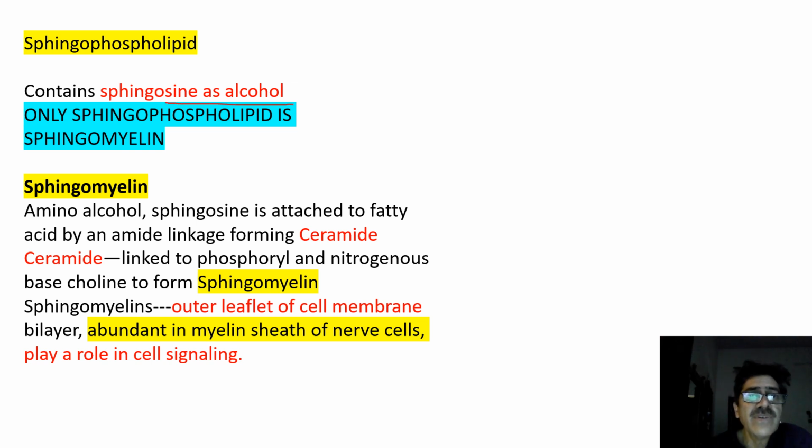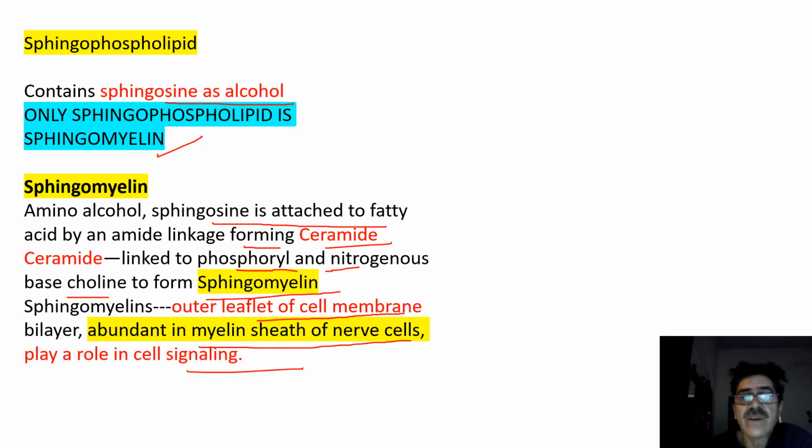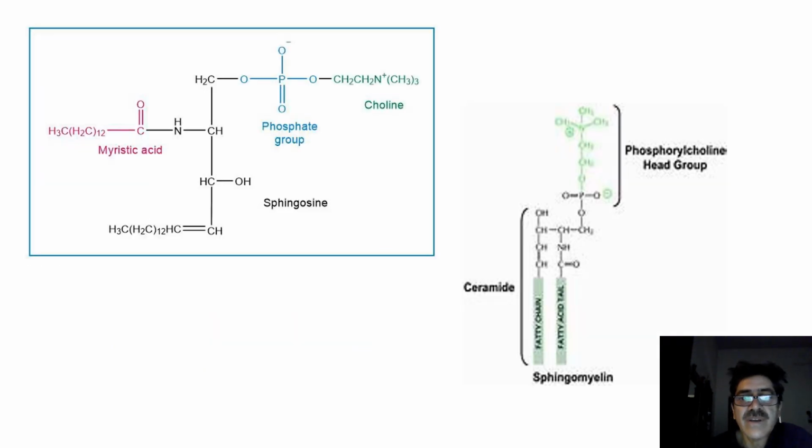Sphingophospholipids contain sphingosine as alcohol. This forms the basic backbone. The only sphingophospholipid known is sphingomyelin. Sphingomyelin contains sphingosine attached to a fatty acid by an amide linkage forming ceramide. Ceramide is linked to phosphoryl and a nitrogenous base. The nitrogenous base is choline, forming sphingomyelin. Sphingomyelins are present in the outer leaflet of the cell membrane bilayer, abundant in the myelin sheath of nerve cells, and play a role in cell signaling.